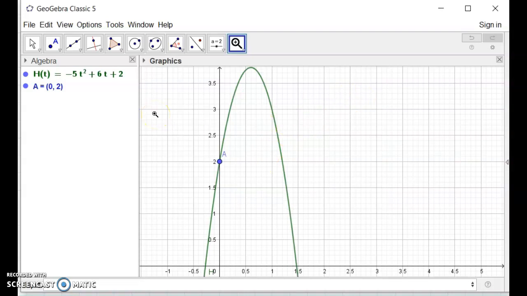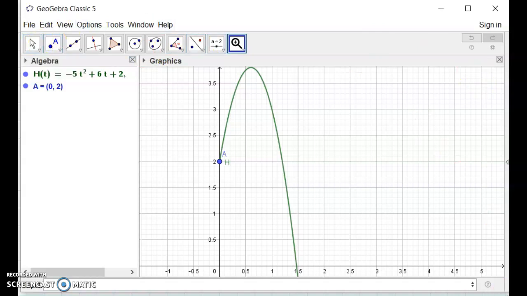And actually, I only care about the function for values of t greater or equal than 0. So let me add that condition to the function. I double click and I add t greater or equal than 0. So that's the function we are looking at.